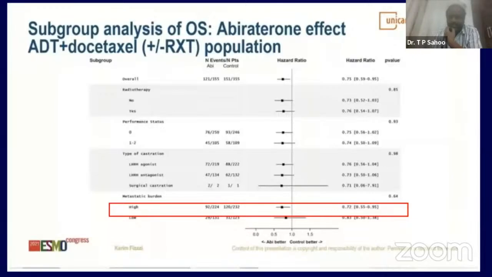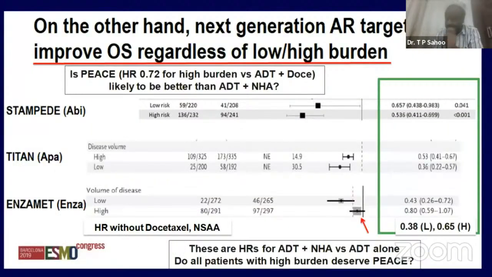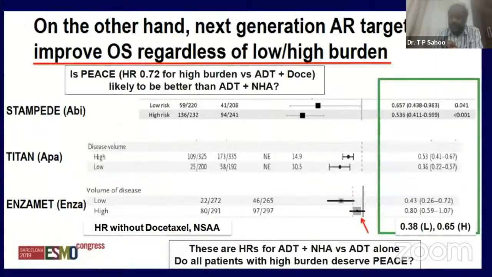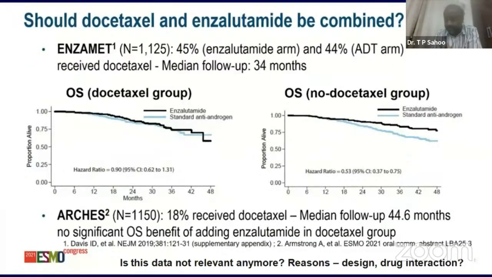So this is something which I wanted to put, but there are controversies to it. There are a lot of trials which are looking into it, and they have found, like the ENZAMET and the ARCHES, that if there is docetaxel and you add enzalutamide, they do not benefit much. So that is also a thing that we need to consider. But the trial with abiraterone was positive, but the trial with enzalutamide has been negative.